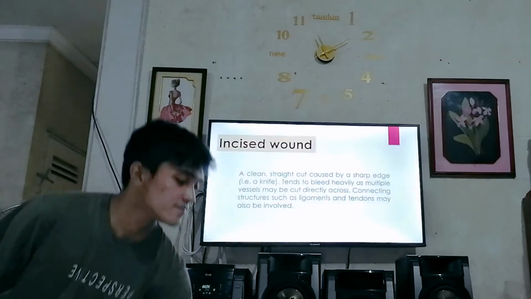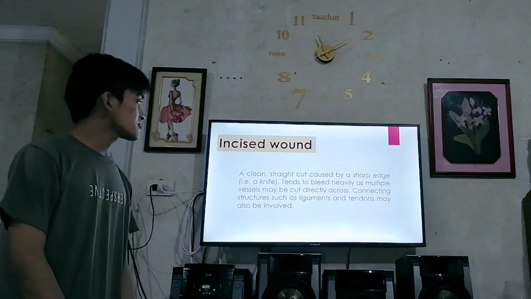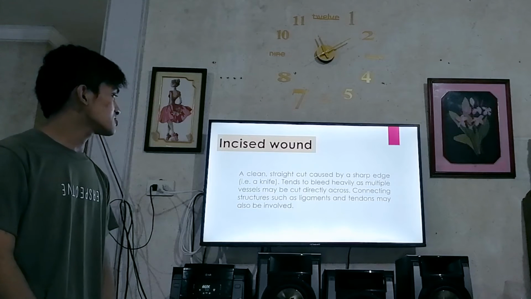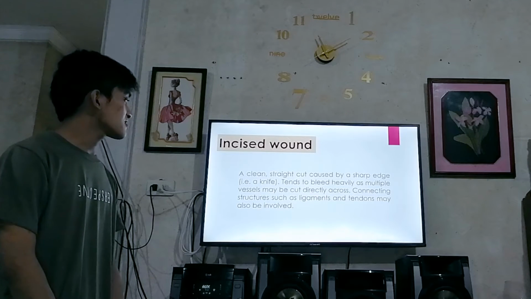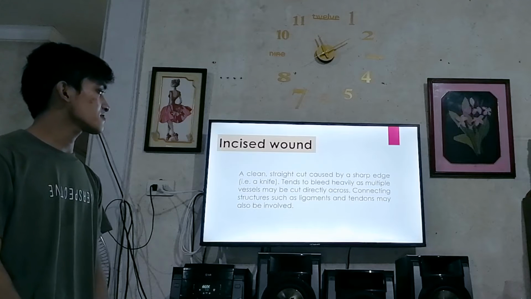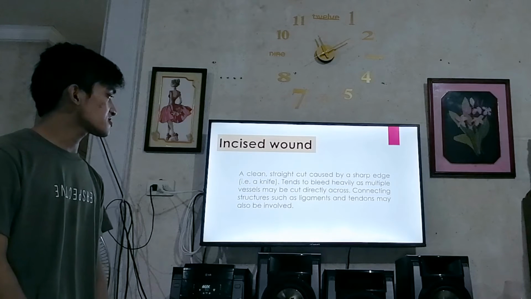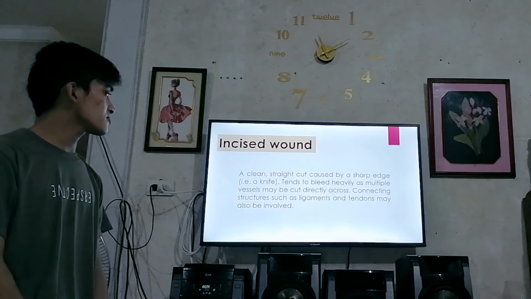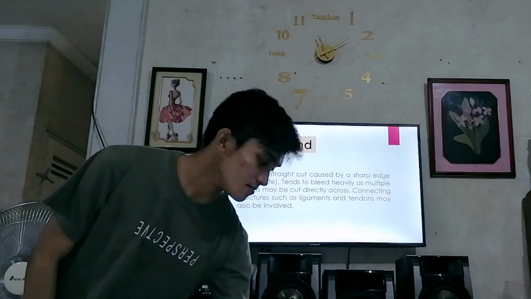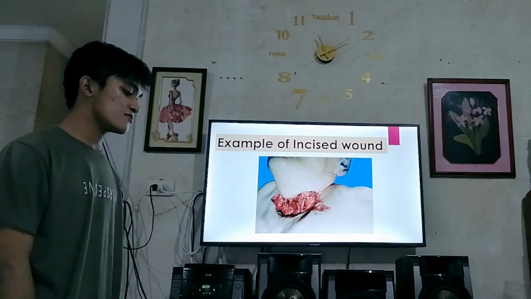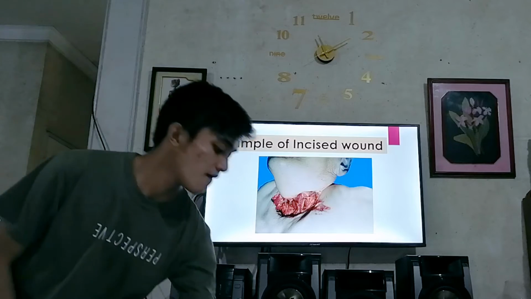Incised wound. A clean straight cut caused by a sharp edge tends to bleed heavily as multiple vessels may be cut directly across. Connecting structures such as ligaments and tendons may also be involved. These are examples of incised wounds.